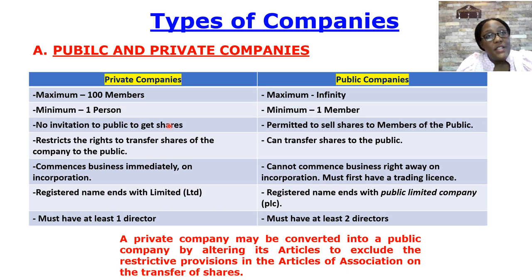And once we are registered and get a certificate of registration, we start business right away. You will find that our company ends with Limited, Esther and Isabella Company Limited, and the company must at least have one director. Now that is a private company.